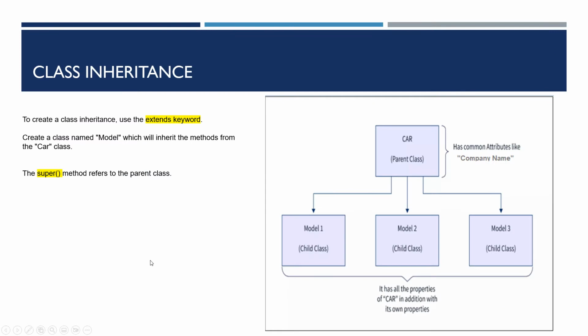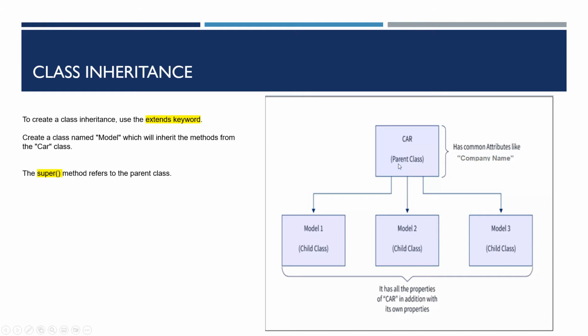Basically, to create a class inheritance, use the extends keyword. As some of you are already aware, extends is used in the Java programming language. Extends basically inherits the parent class functionalities, methods, and properties to the child class. Let's suppose I create a class named model which will inherit the methods from the car class. I will do this practically to show how it works.